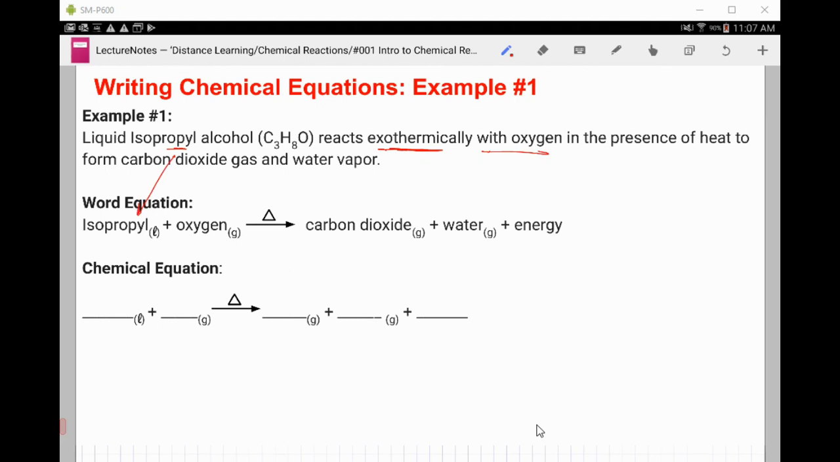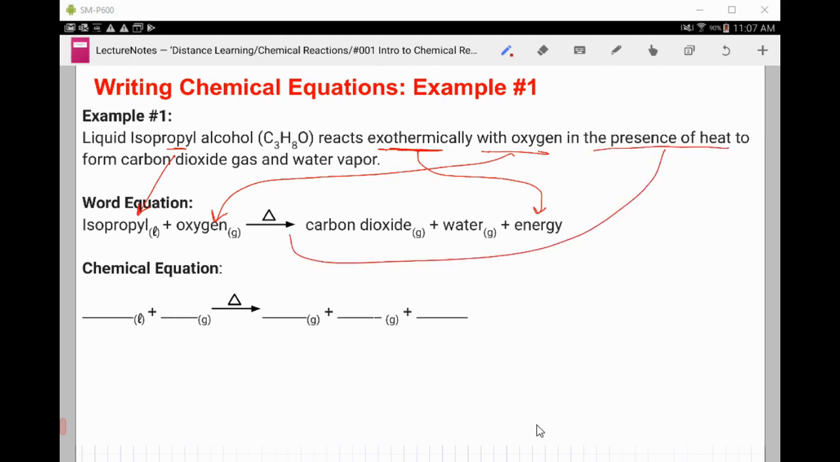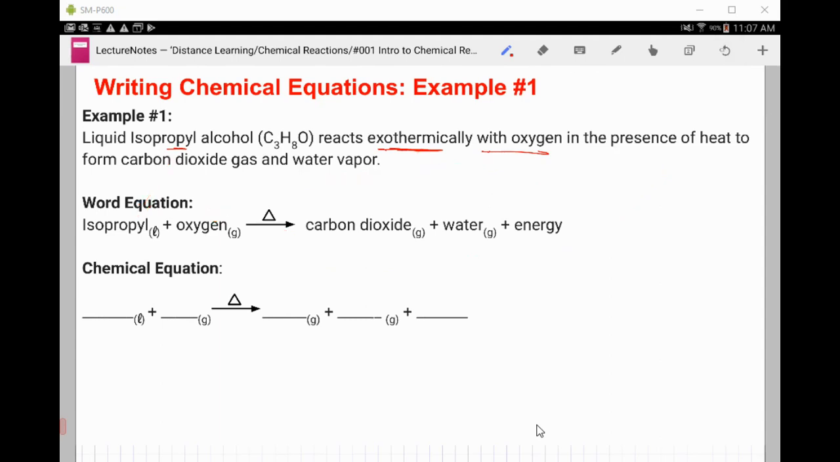So I have isopropyl and oxygen as my two reactants. Exothermic means that energy is going to be produced in the reaction. This reaction only occurs in the presence of heat, which gives me my special symbol over the arrow here. And then this reaction produces carbon dioxide gas and water. So looking at our products, carbon dioxide goes here with the G to indicate it's a gas, and for water vapor, we have water here, and this is indicating that it's a vapor as well, right? Because we know vapor is the gaseous state of matter.